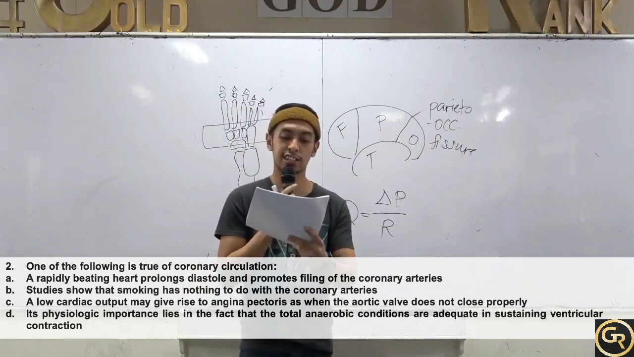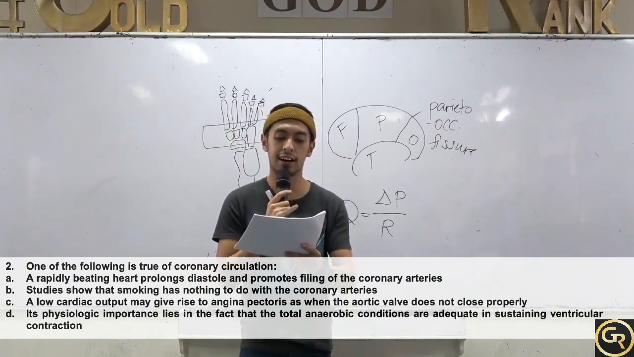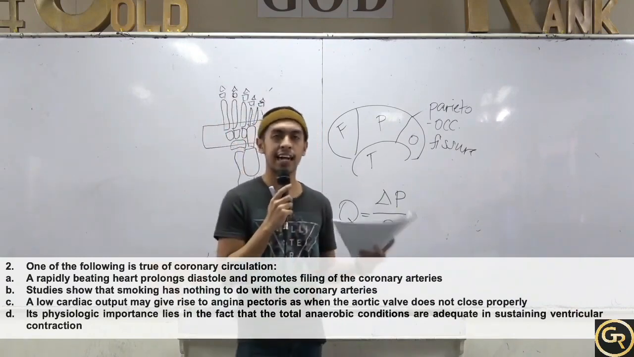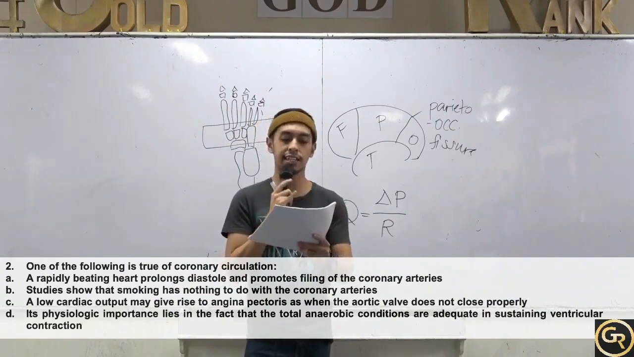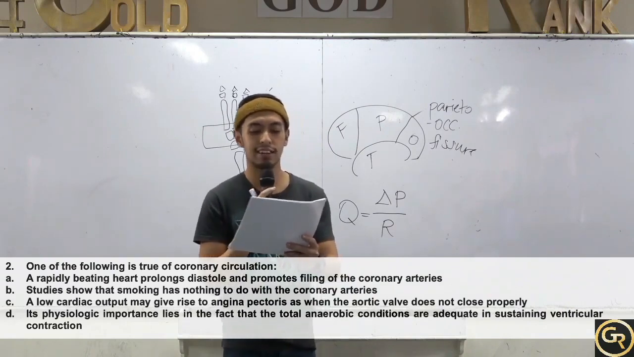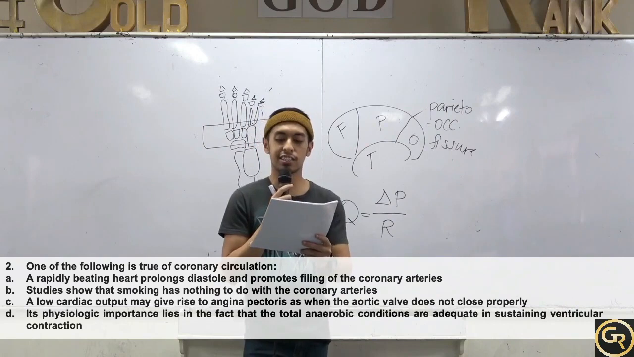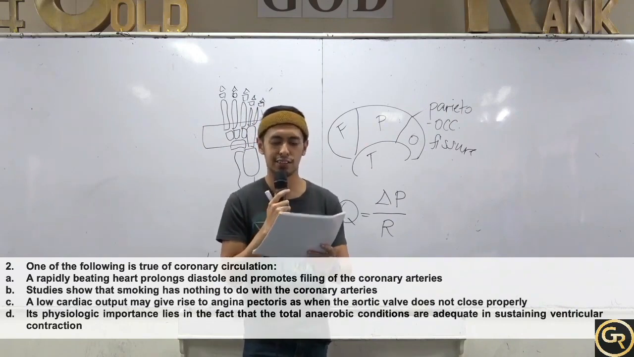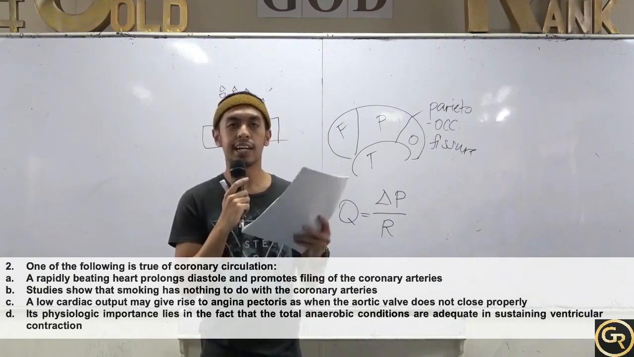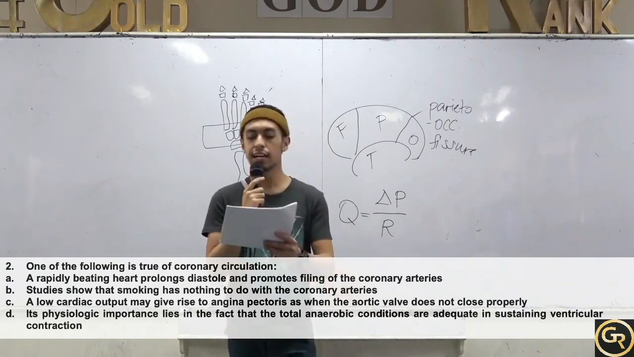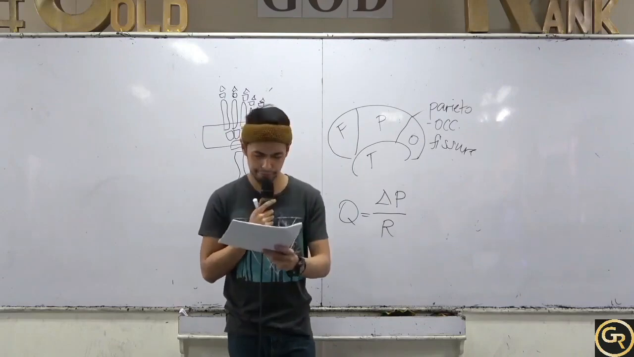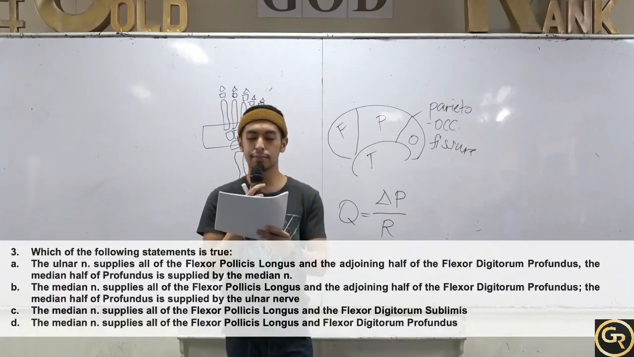Okay? For the other choices, okay, a rapidly beating heart prolongs diastole, mali po siya. It should be shortened. Okay? Kung rapid yan, dapat po shortened ang inyong diastole. Okay? Letter D naman, on the other hand, its physiologic importance lies in the fact that the total anaerobic conditions are adequate in sustaining ventricular contraction, okay? Ang mali po dito, hindi po siya adequate. Okay? It should be inadequate. So again, for number 2, it's your letter C. Okay? Letter C. Number 3, which of the following statements is true?